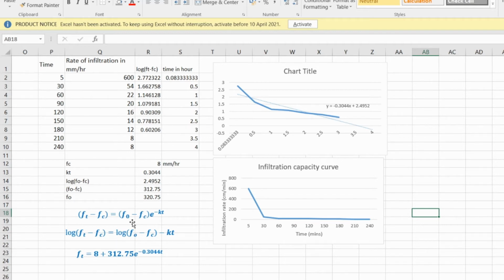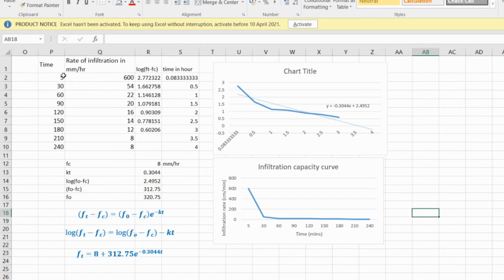We had this equation, all of you remember I guess: Ft is equal to Fc plus (F0 minus Fc) into e raised to minus kt. On the right hand side we'll bring the Fc to this side, and this is what the equation becomes. I told you earlier that the infiltration curve is a non-linear curve, so we want to convert this into a linear equation. To do that, we apply the log on both sides. After applying the log on both sides, the equation is in linear form: y is equal to mx plus c, in which y is log of (Ft minus Fc), x is t, m is minus k, and c is log of (F0 minus Fc). We had discussed this earlier also.